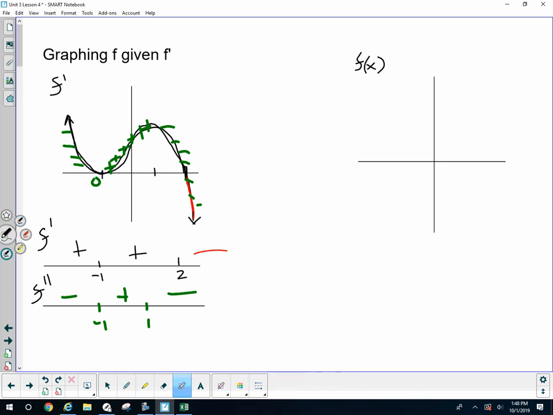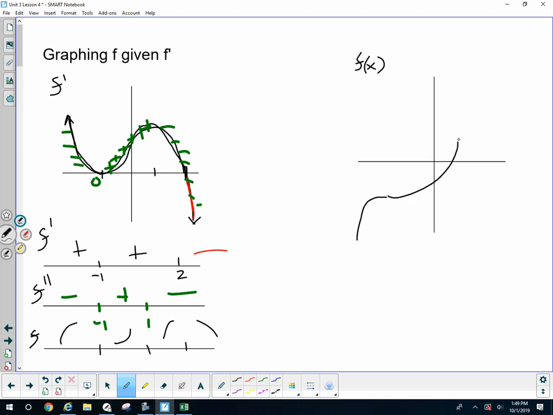We can combine that to sketch f. -1, 1, and 2. We see we have a max at 2. We have a neither situation at -1, but we see that we do change concavity, increasing concave down to increasing concave up, increasing concave down, decreasing concave down. So something like that. If this is -1, this is 1, this is 2.